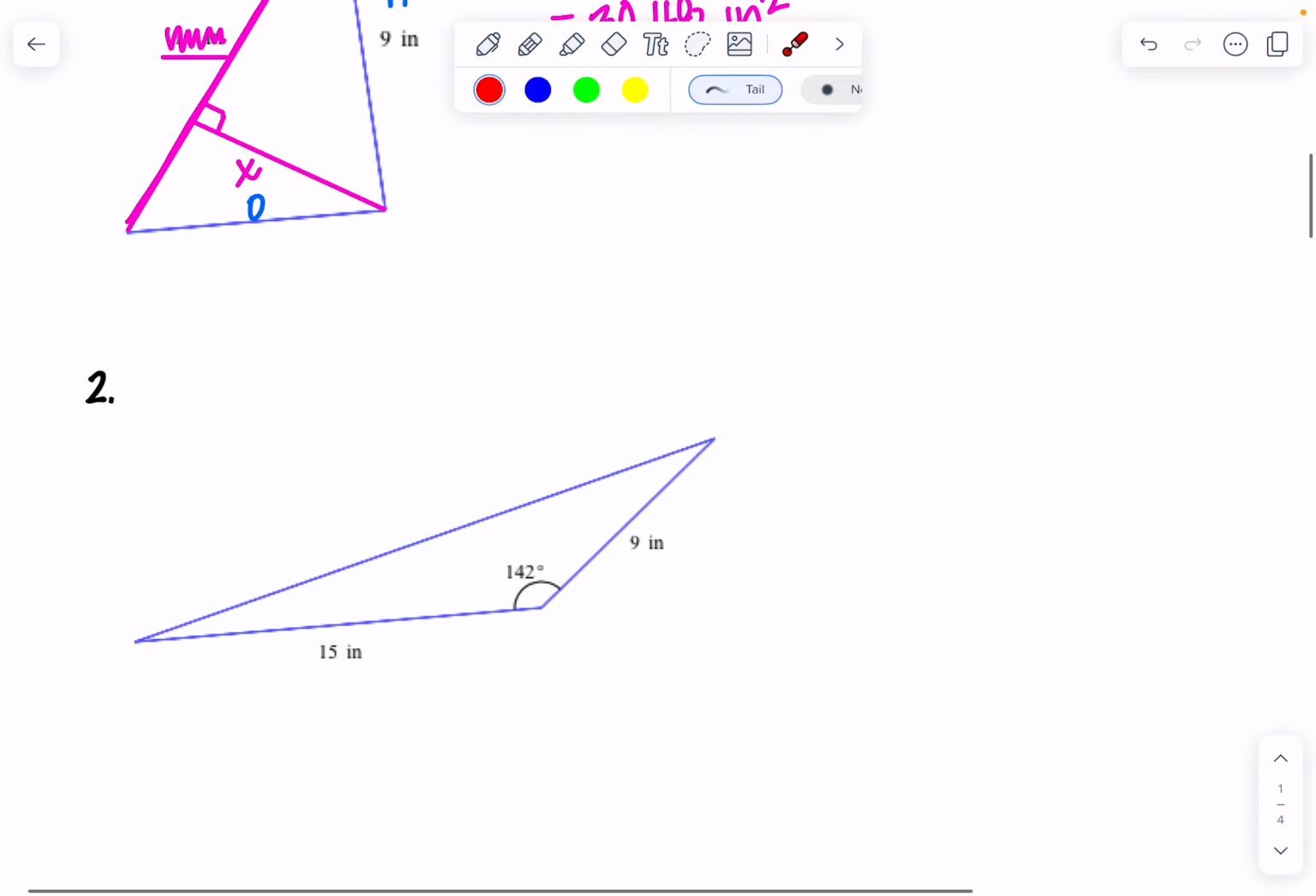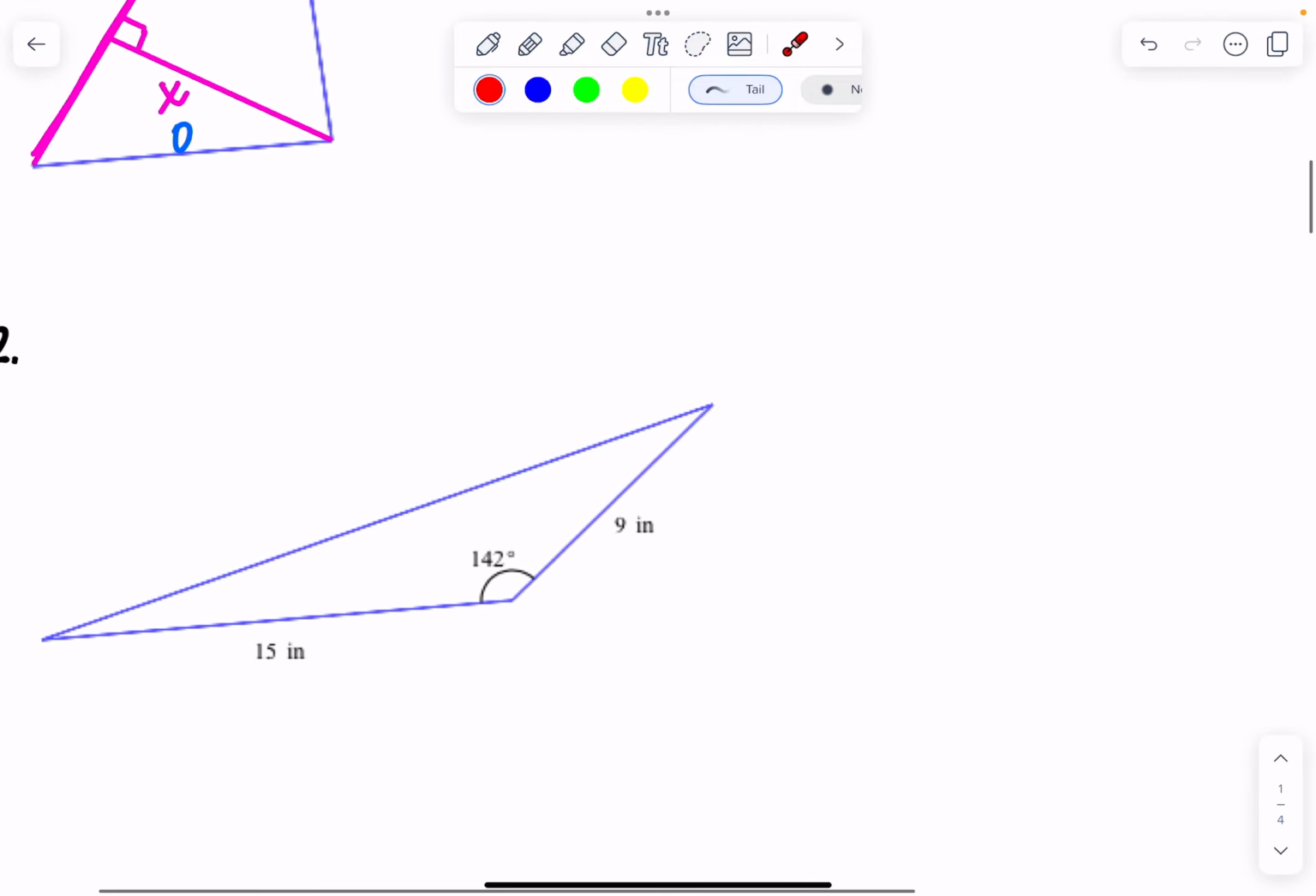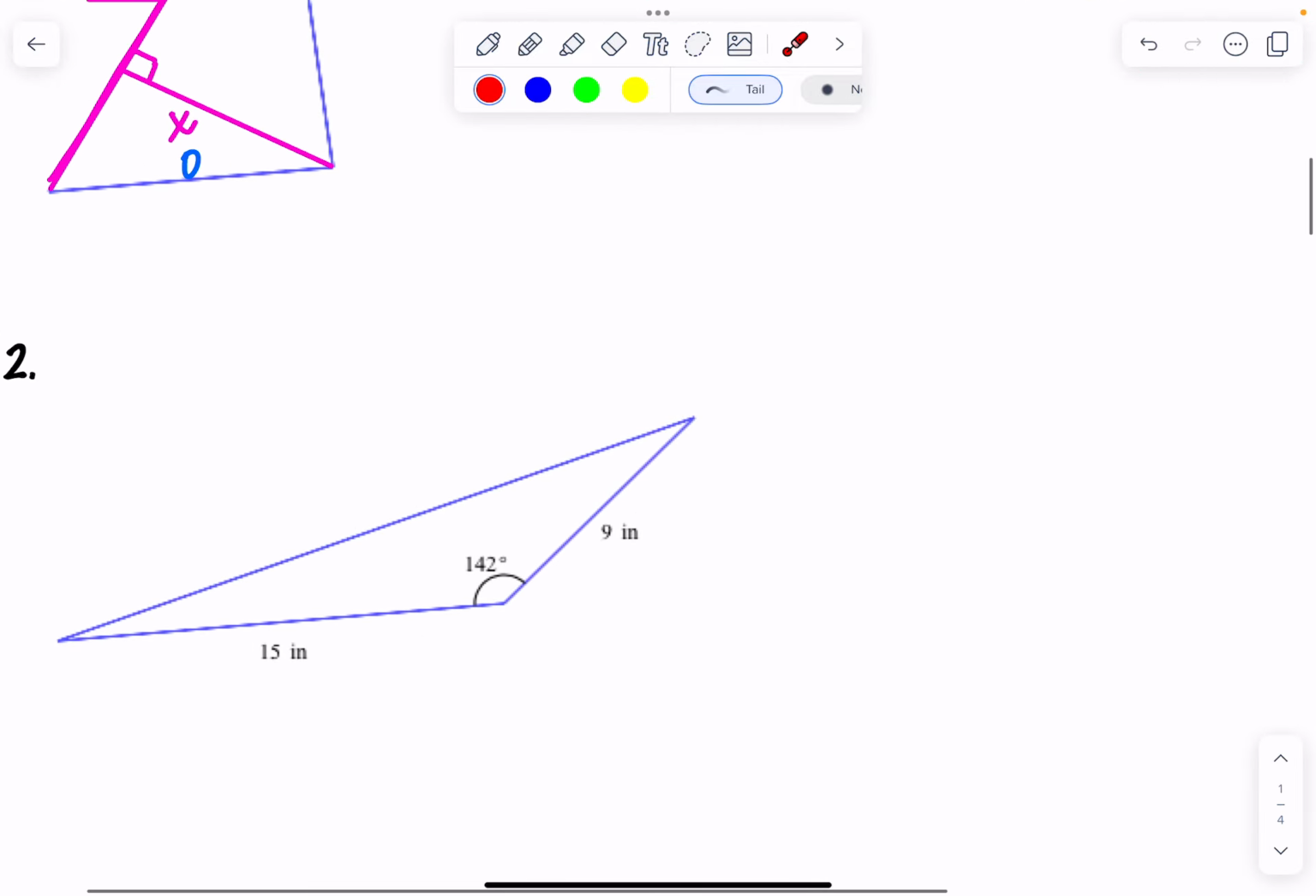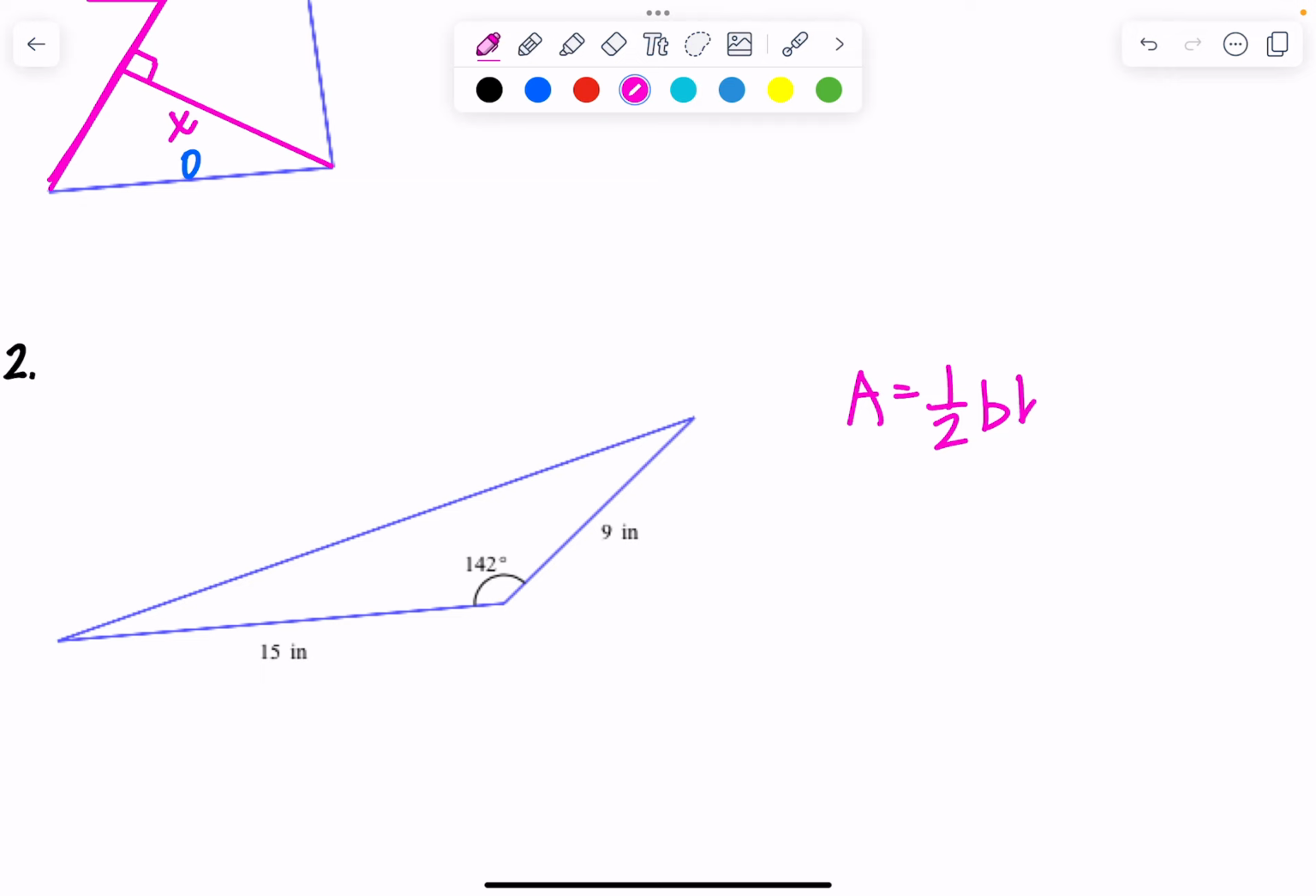Okay, obtuse triangles are a little bit different. The same sort of idea. Again, we're finding the area, so I'm just going to write your area equals 1/2 base times height. Your base, again, is always your longest side that they give you. So if this is a mountain, it's sitting on this 15. So 15 is going to be your base, and we're going to need to find the height.